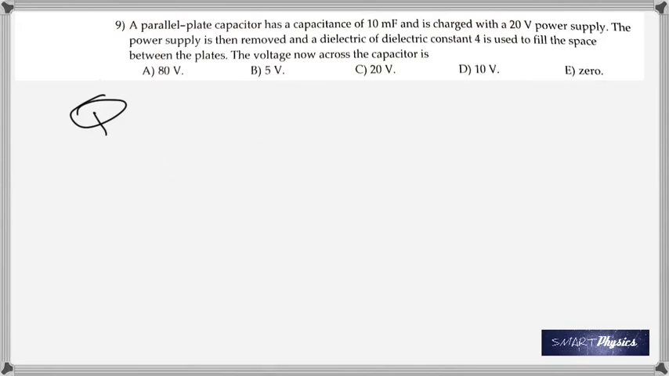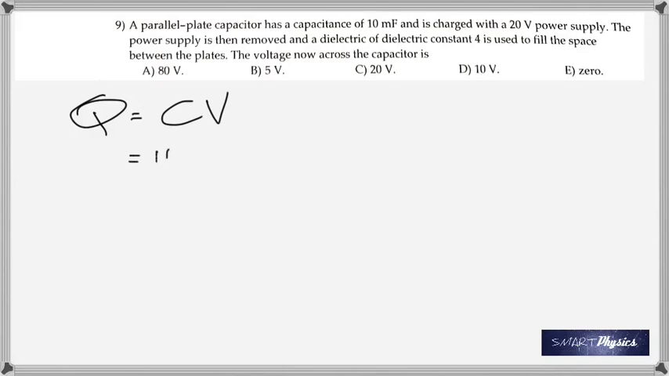Here you have a parallel plate capacitor. Capacitance is given, charged with a 20-volt power supply. Then the power supply is removed, and a dielectric of dielectric constant 4 is used to fill the space. Now understand that when you use the dielectric, the capacitance goes up, but the voltage drops. So you could simply have done this straightforward by dividing 20 by 4 and you will get the answer. That would be the voltage.